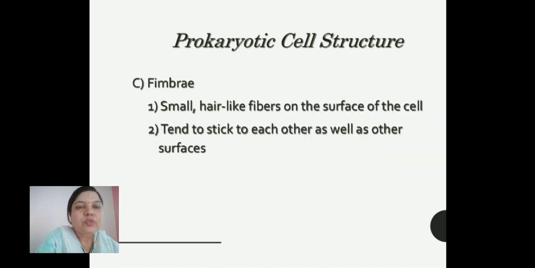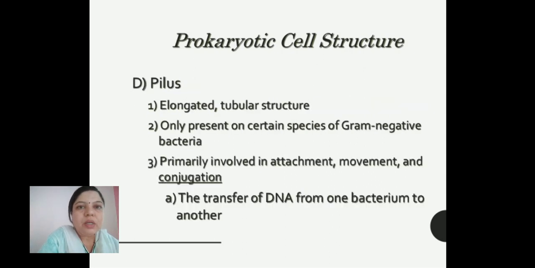Next is the fimbriae. Fimbriae are small hair-like structures which are present on the surface of the cell, and these structures help to stick the bacteria to any firm solid surface. Next is the pilus. The difference between fimbriae and pilus is that pilus is a little bit shorter as compared to fimbriae and more thick as compared to the thickness of the fimbriae. So pilus is an elongated tubular structure which is only present on certain gram negative bacteria.